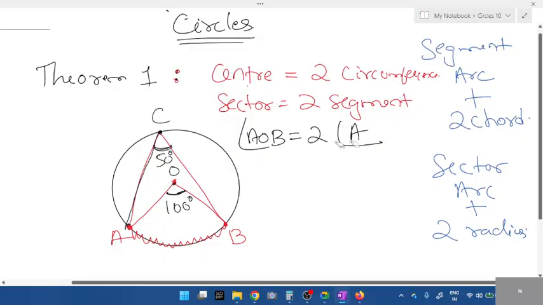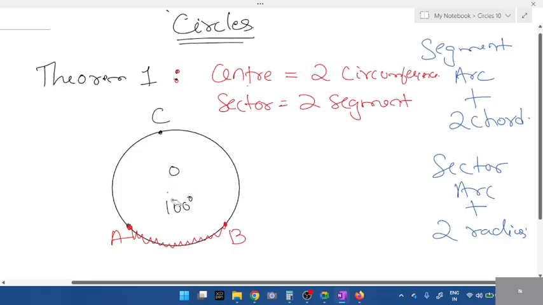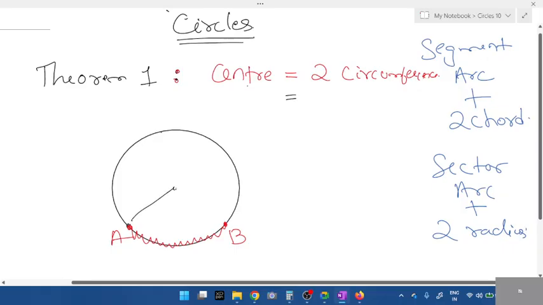You all understood, or you want me to explain again? Then again, okay. What you have to remember? The first theorem is center is equal to twice circumference, 2 times circumference. Now what do you mean by center? Take an arc, connect it to the center. What is the angle formed here? Angle, that is sector. What's the angle formed? Angle subtended.